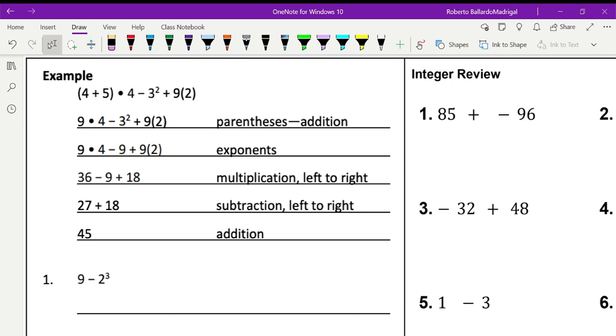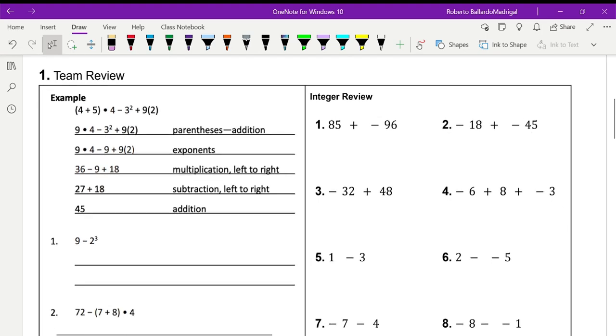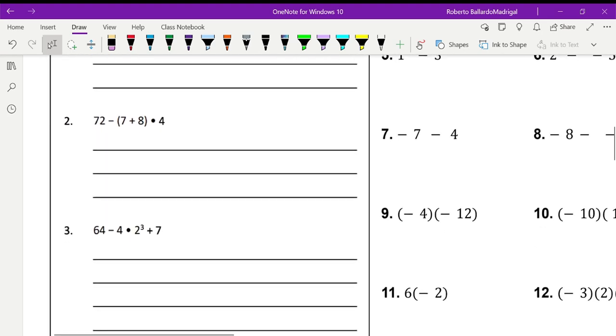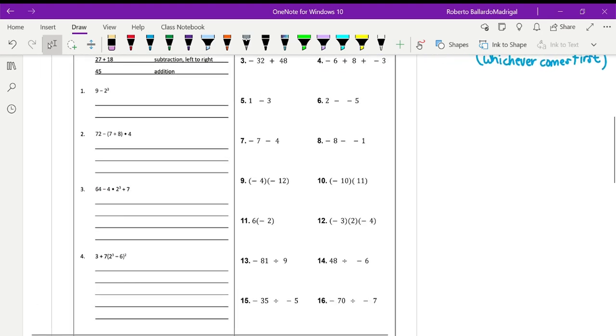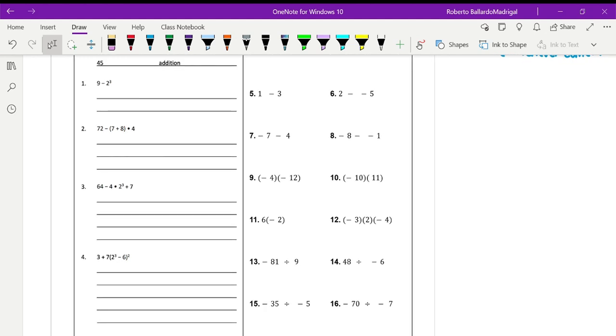Are we clear with the instructions? Do you know what you're doing? Give me a thumbs up if you understand what you are expected to do in the next 6 minutes. Great. Timekeepers, 6 minutes on the clock, please. You're doing questions 1, 2, 3, and 4. Only the team review. 6 minutes on the clock. You guys can go ahead and begin.